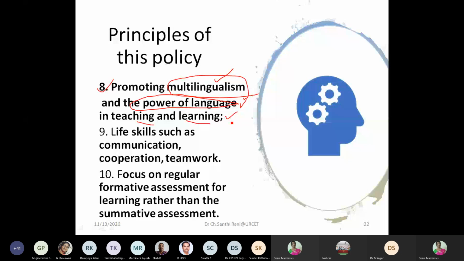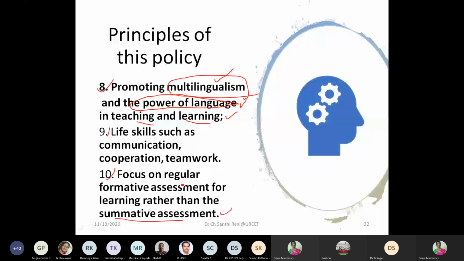Then life skills such as communication, cooperation, teamwork, teaching all these is another important policy of this NEP, right? And if we observe, as teachers we know, we are doing this summative assessment. Mid 1, mid 2, assignment 1, assignment 2. This much is the portion you have to study. That's all, right? So this is the summative assessment of the student.